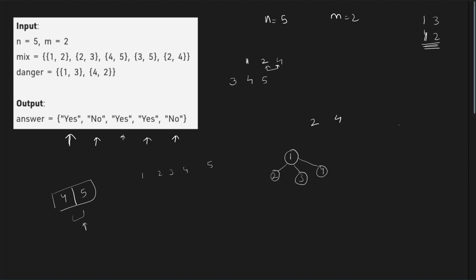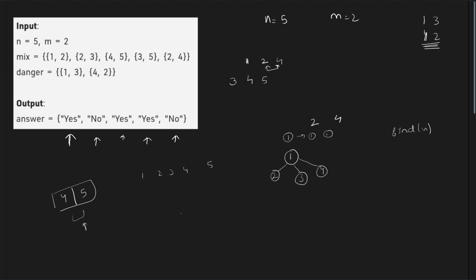Now there will be a function called find on a particular node x, right? So if I do find of 2, it will return me the root node, so it will return me 1, right? If I do find of 3, it will return me the root node, it will return me 1. If I do find of 4, it will return me 1. So it will always return the root node, right?